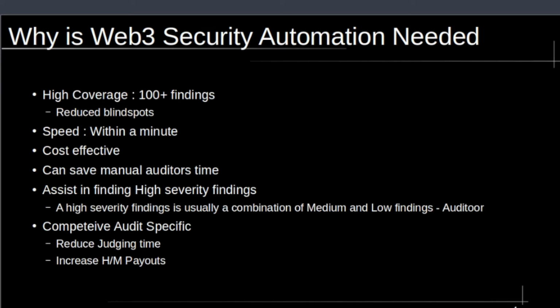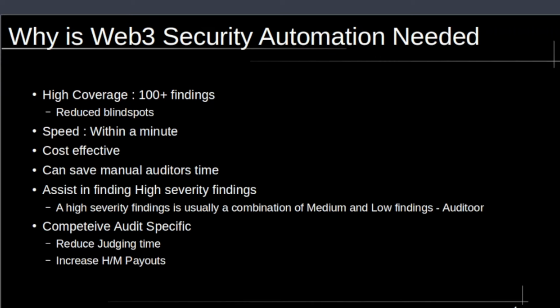But with the caveat that manual auditors, especially skilled ones, have an exceptionally high complexity ceiling, in the sense that they are very, very good at finding extremely complex and nuanced bugs, which is not something that you can necessarily say for automation in general.